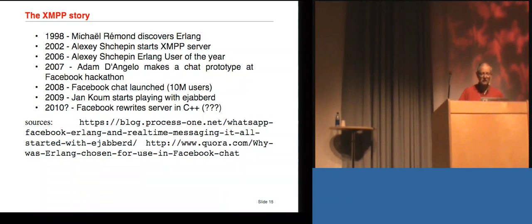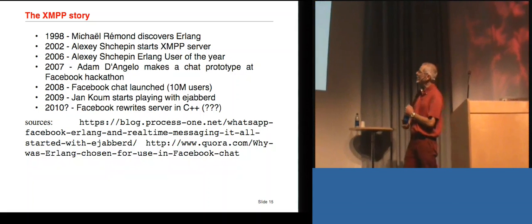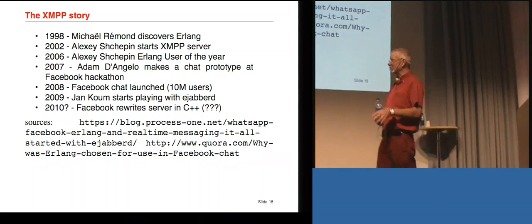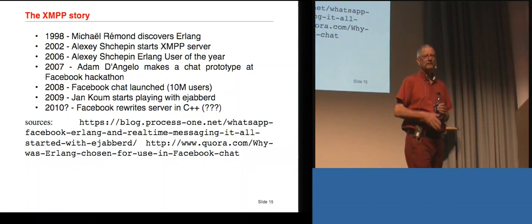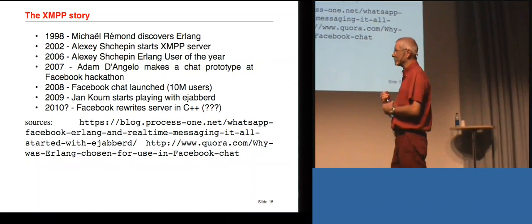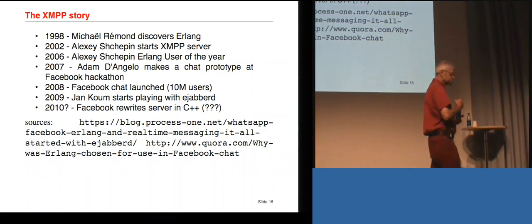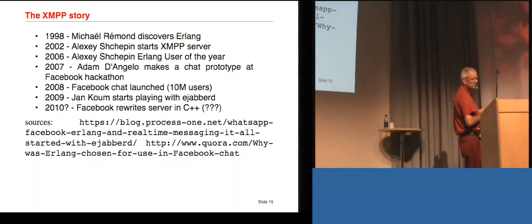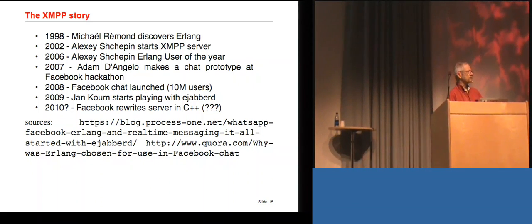And, well then, 2007, a guy called Adam D'Angelo made a chat prototype out of a Facebook hackathon. I think it was a one-day hackathon, and they had to make a prototype of a chat server. And he based it on this XMPP thing. And that eventually kind of made its way into Facebook.